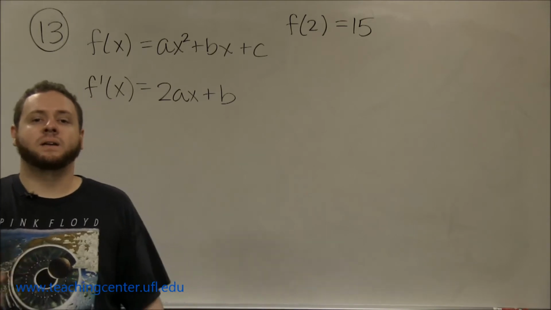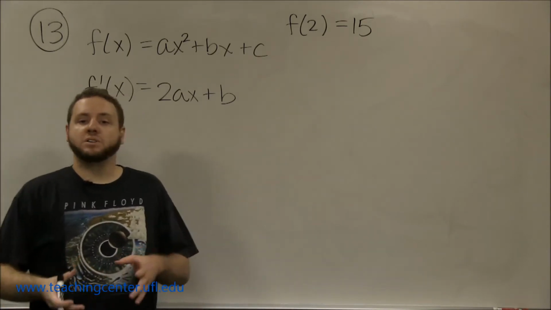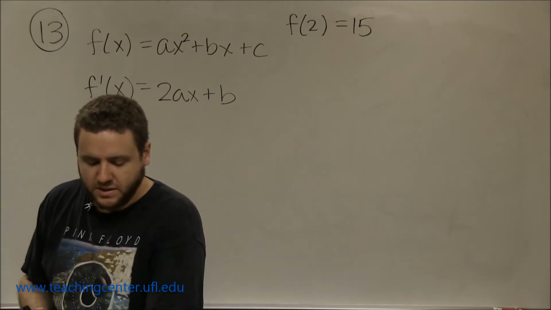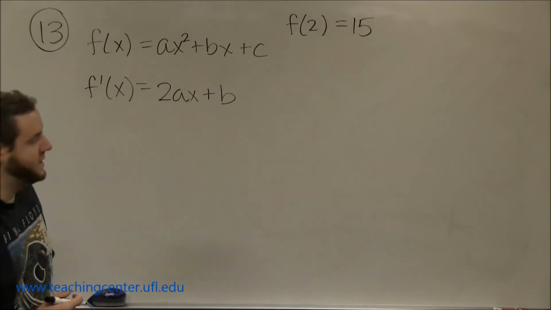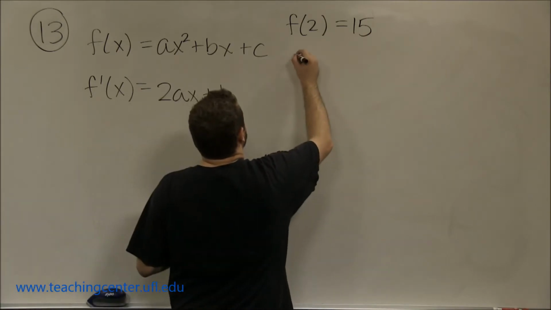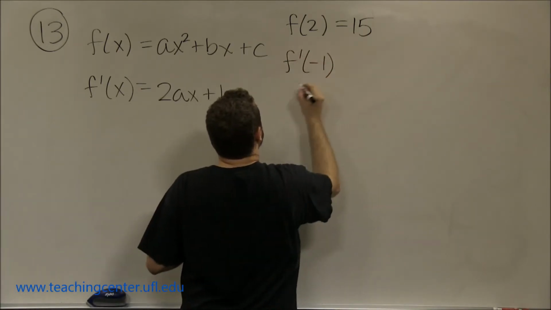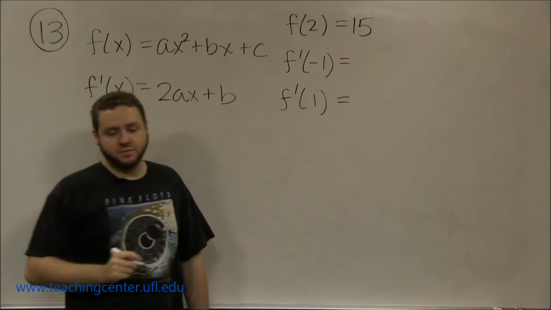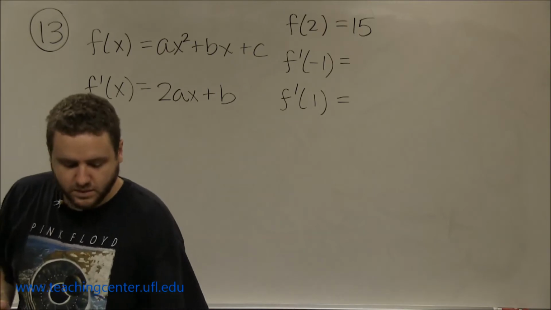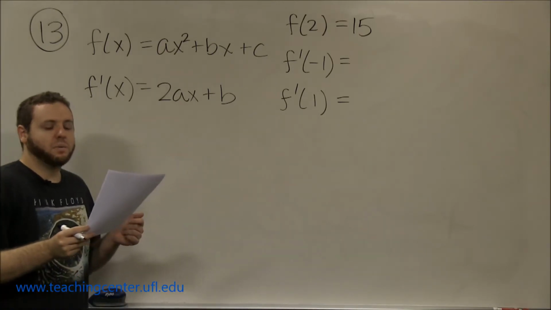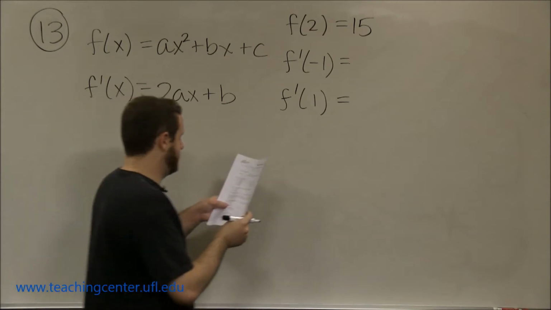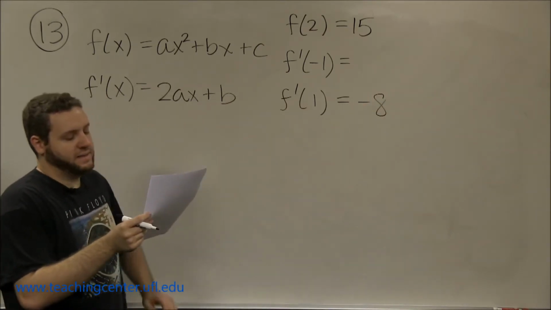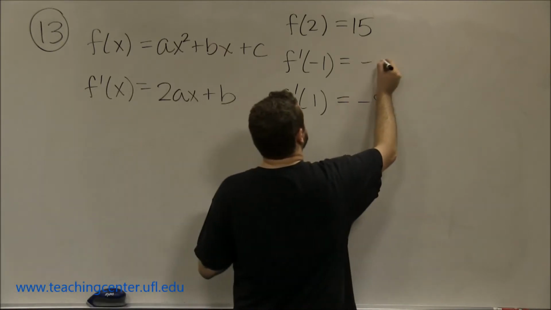So you can see here what we're going to end up with is a bunch of equations and a bunch of variables, and then we're just going to have to solve. So let's use the next part, that the tangent lines at 1 and -1 have slopes of -8 and -1. So what that tells us is that f prime of -1 and f prime of 1 have very specific values. The slope of the tangent line at x equals 1 is -8, and the slope of the tangent line at x equals -1 is -1.